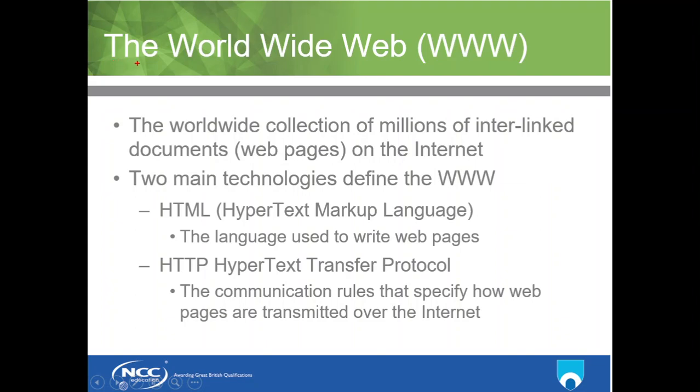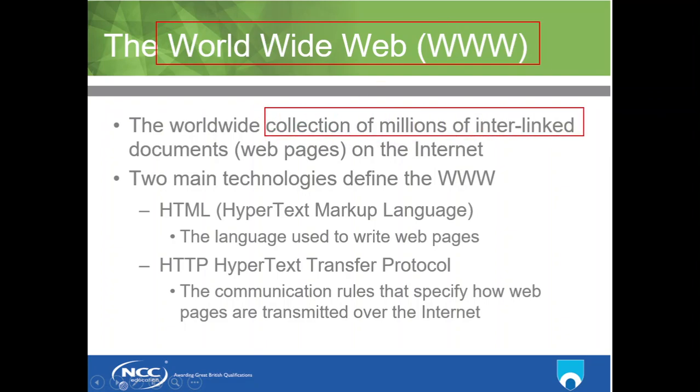Now, after we've understood what IoT is, we now need to understand the World Wide Web. What is the World Wide Web? Now, the World Wide Web is defined as the collection of millions of interlinked documents. These documents particularly are called web pages on the internet. So a collection of millions of web pages on the internet is what we call the World Wide Web, so the documents that are there.